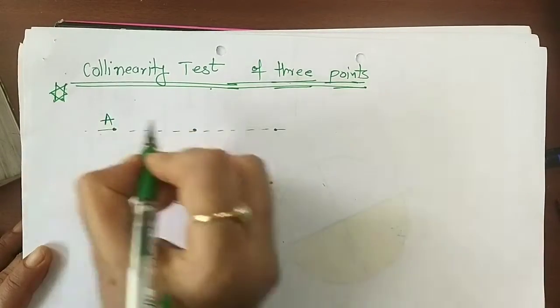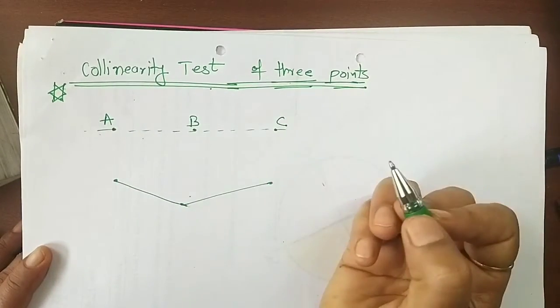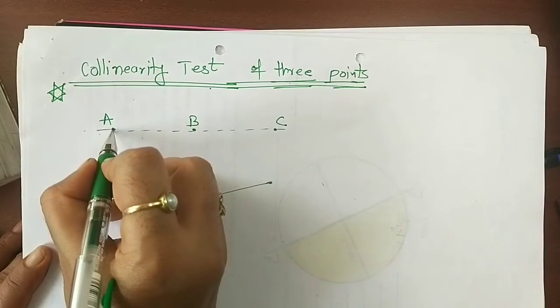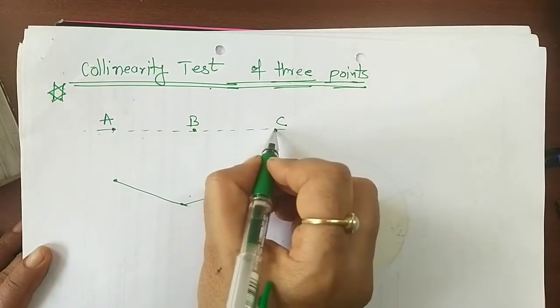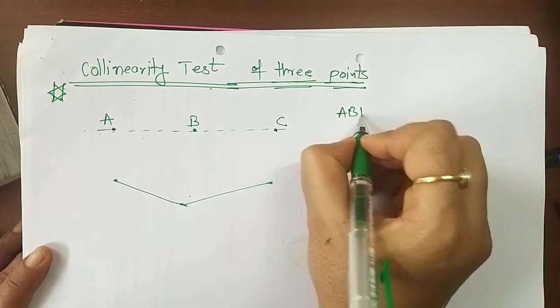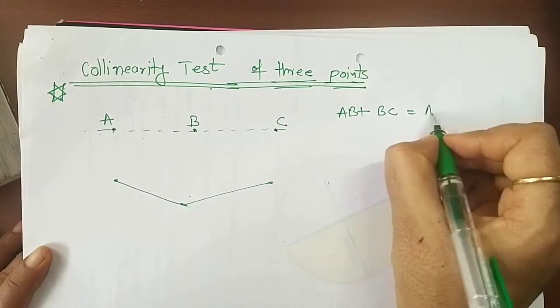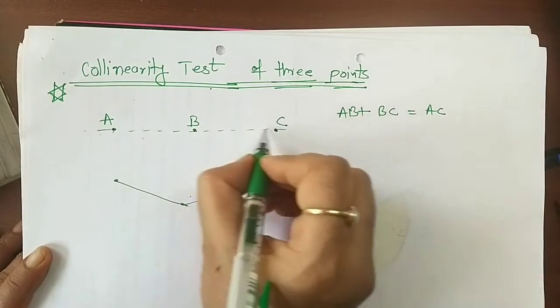So, guys, if 3 points ABC are like this, then for sure AB plus BC should be equal to AC. See, AB plus BC should be equal to AC. Then only it is a straight line.